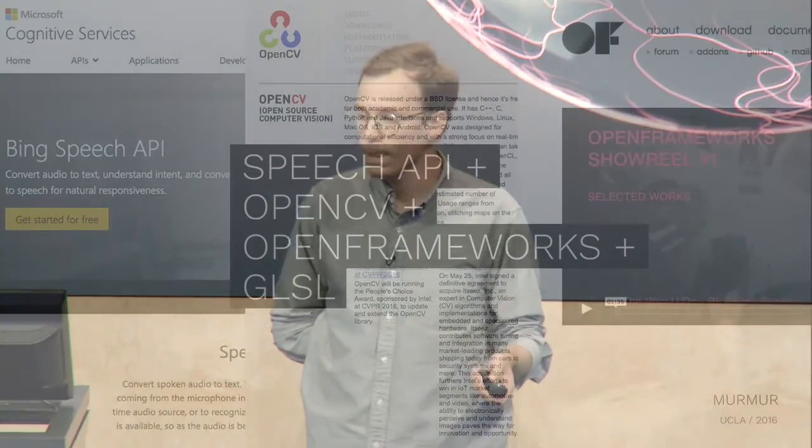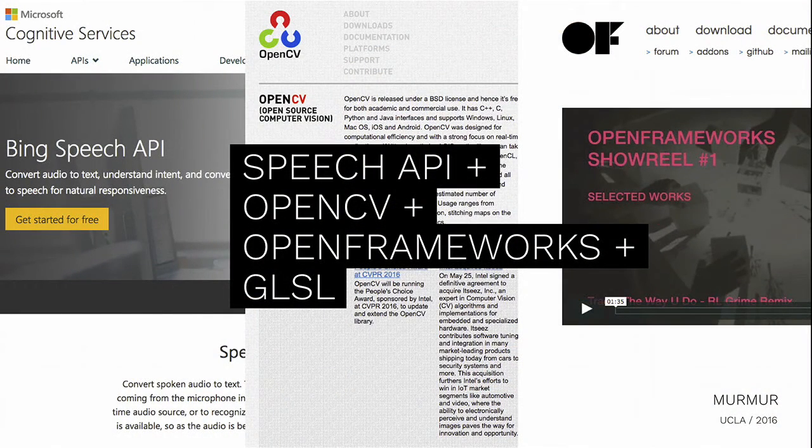So to put this together, I used Microsoft's Speech API, OpenCV, an open source computer vision library, openFrameworks, a creative coding platform for artists, and GLSL, a stack of shaders or graphics programs.